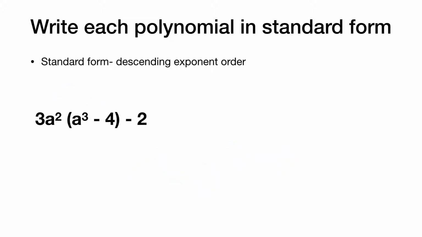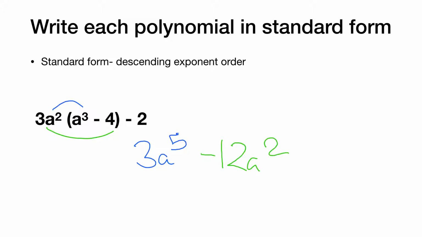All right, let's look at our next one. In this case, what we have to do is distribute. 3a times a cubed ends up being 3a to the 5th. Remember, if I multiply two variables that have an exponent, we add the exponent if they're the same variable. So now let's do the next part. The next part is 3a times negative 4 becomes minus 12a squared. Minus 2. All right, so that's standard form.